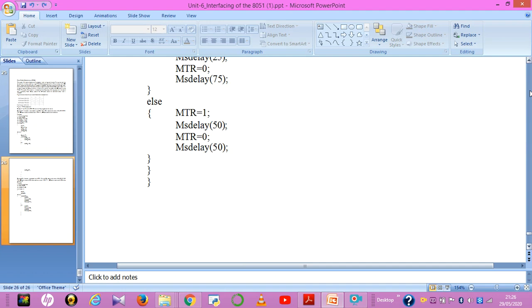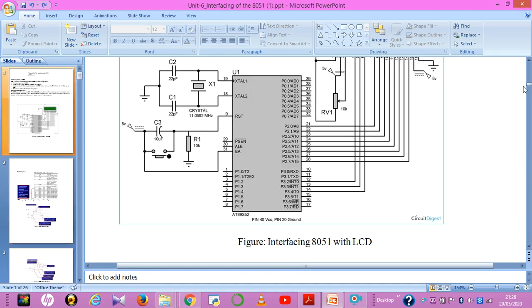So this is the overall concept of unit number 6, interfacing of 8051. With this I am concluding. You just concentrate on all these concepts, prepare well, and if you have any doubts, come back to me.